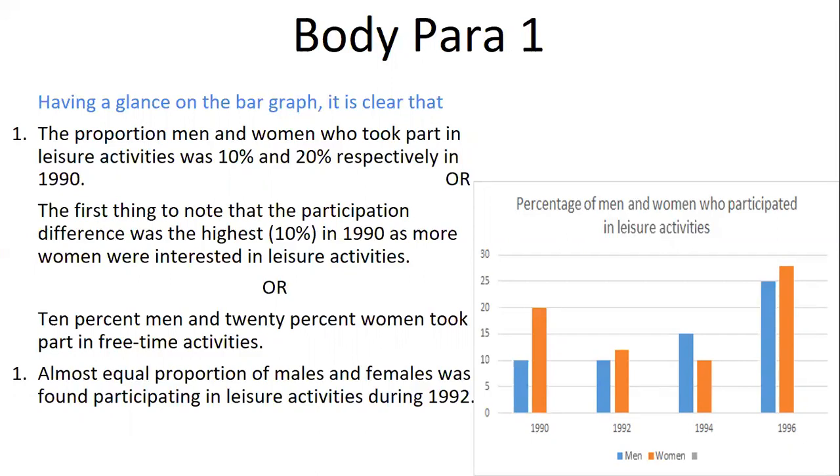Now, how to divide the information between two paragraphs? It totally depends upon you, upon the illustration given and the explanation that you are providing. For example, in this bar graph, 4 years are there, which means you can divide the information so that years 1990 and 1992 go in body paragraph 1, and the remaining 2 in body paragraph 2.